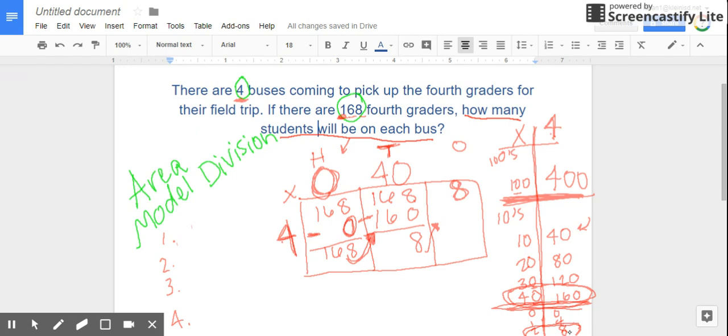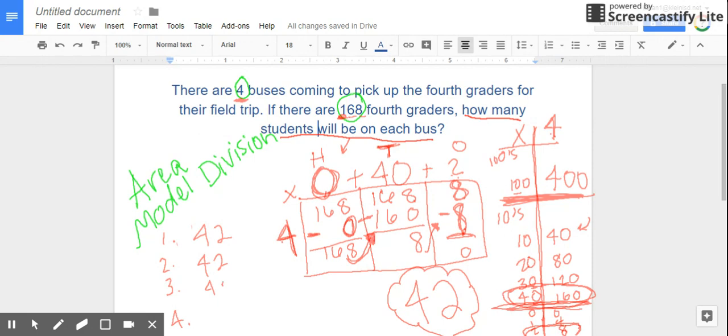Here's what I want you to just think about. 8 and 8 need to match up because we were looking for a number closest to 8 and we found it. So that's why you put the 8 inside of the box, and we had to use a 2 to multiply times 4. So 8 minus 8 is nothing. There's no students remaining, which is a good thing because we want every student to get on a bus. So I have 0 hundreds, 40 tens, 2 ones. What's 40 plus 2? 42. This gave me the answer, or the quotient, telling me 42 kids need to be on each bus.